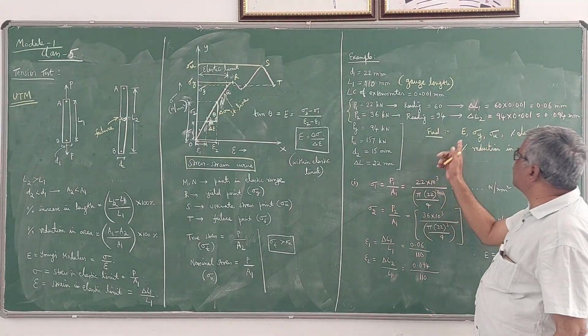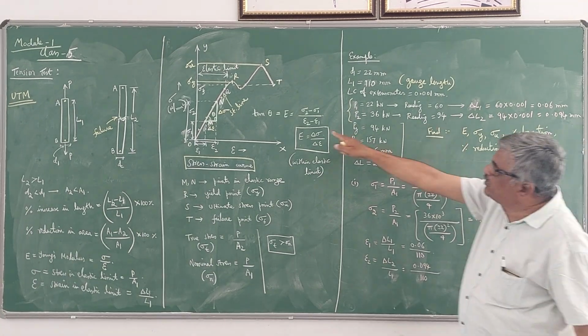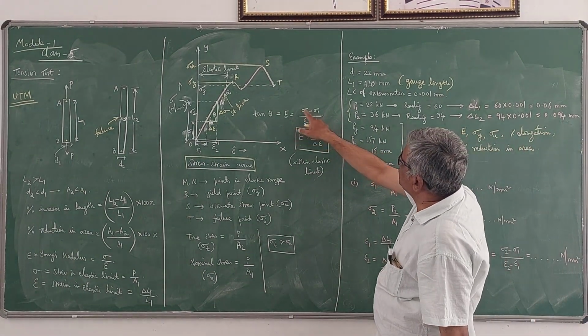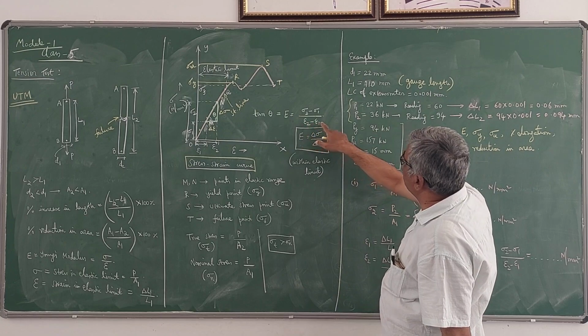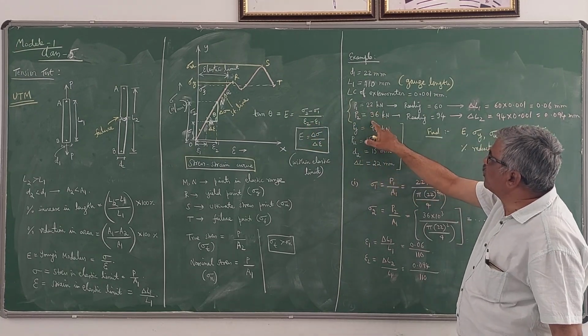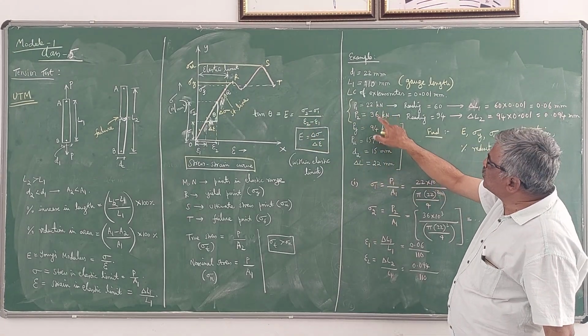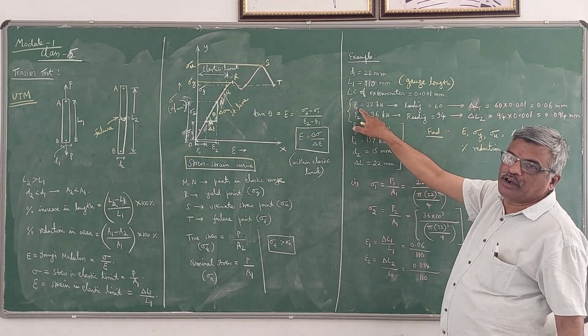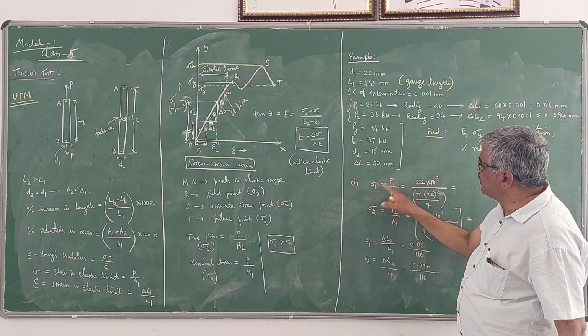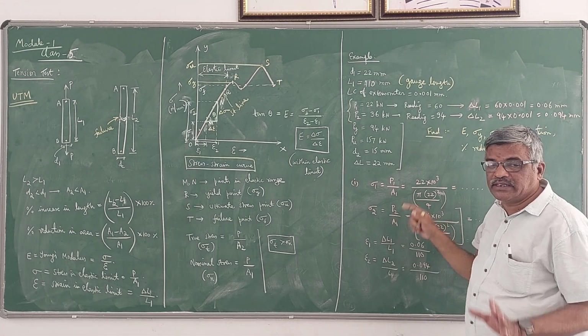So first thing, let us find out E here. We know this formula: E is equal to sigma 2 minus sigma 1 by epsilon 2 minus epsilon 1. Here he has given two loads. At these two loads you have to find the corresponding stress values. So sigma 1 is P1 by A1, where A1 is the initial area.